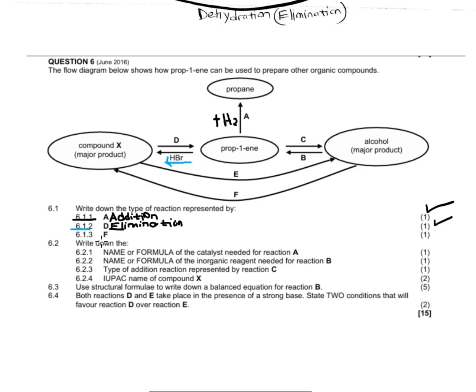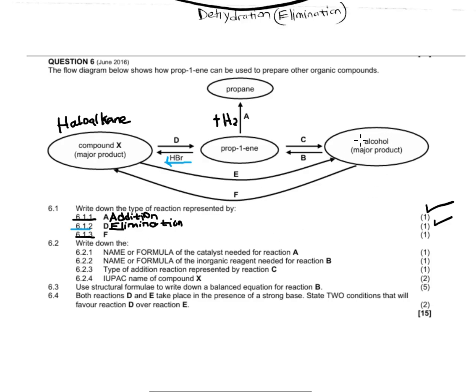Okay, let's go to 6.1.3 now. This is 6.1.3. We are now focusing on F. So we already know that from an alkene going to product X, look at the arrow that is going to product X. We know that's going to be a haloalkane. Okay, that's very important.